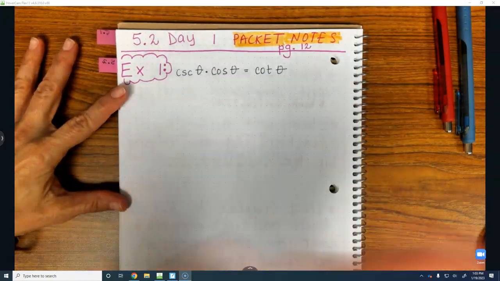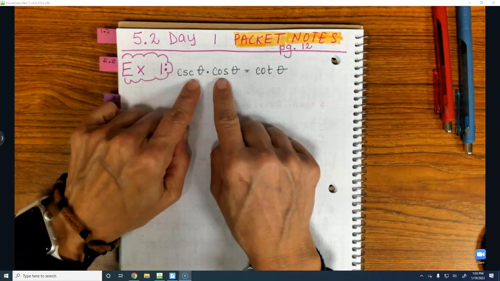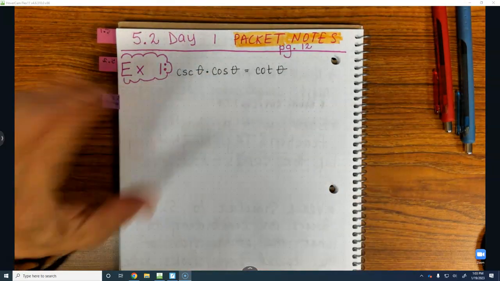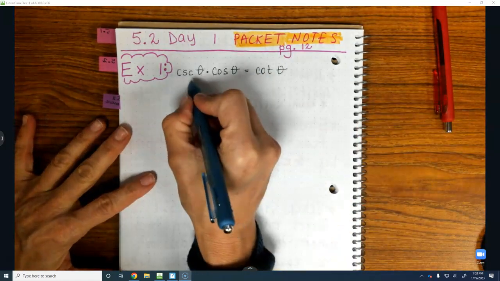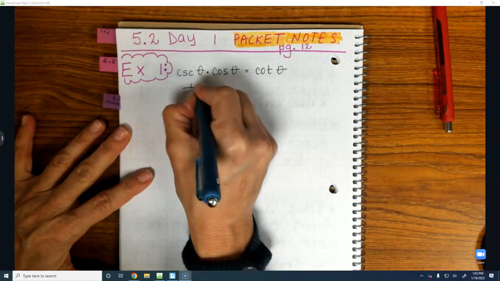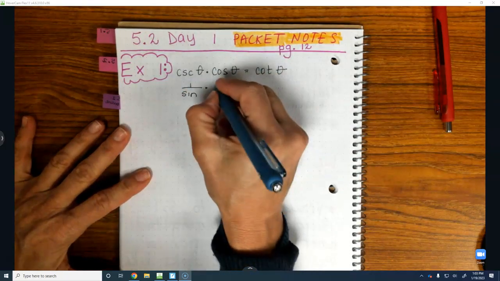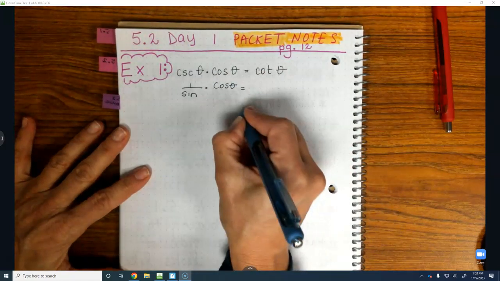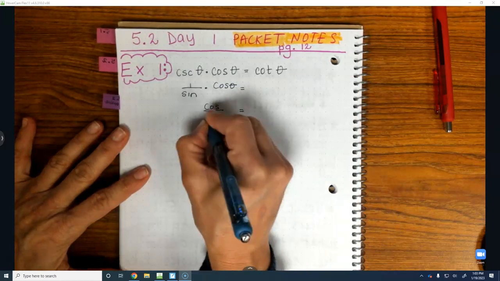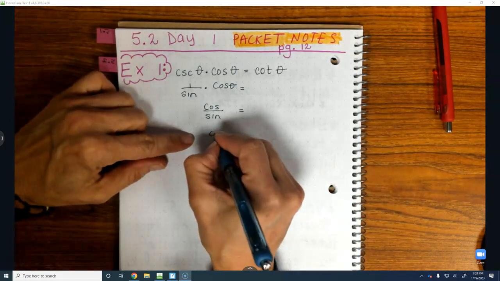All right, so I'm on page 12, just following along with the packet. So what we're going to do is we're going to make this look like that. We're going to focus on this side because it has the most stuff here. So we are going to rewrite cosecant as 1 over sine. And cosine, of course, is the benchmark. We're going to leave that as cosine. And if we multiply straight across, guys, of course, that's just going to be cosine over sine, which is indeed cotangent. So this equals cotangent.